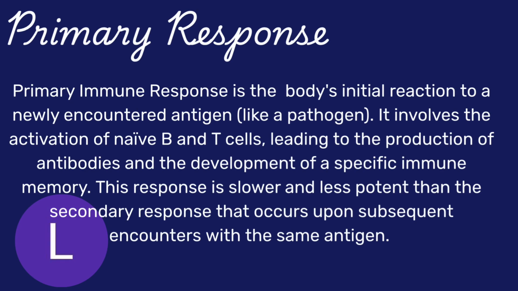Primary response. Primary immune response is the body's initial reaction to a newly encountered antigen, like a pathogen. It involves the activation of naive B and T cells, leading to the production of antibodies and the development of a specific immune memory. This response is slower and less potent than the secondary response that occurs upon subsequent encounters with the same antigen.